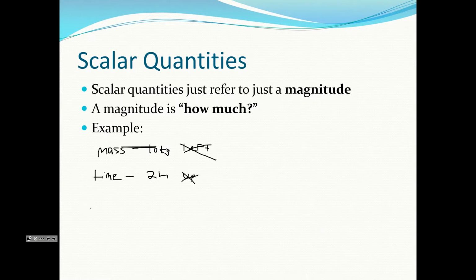So other examples include energy. You either have energy or you don't. You have 10 joules or you don't have 10 joules. Another example is distance. We'll talk about that a little bit more in detail, but you can go 2 meters. Yes, you can go 2 meters to the left, but we have a different name for that. Okay, so those are just examples of scalar quantities.